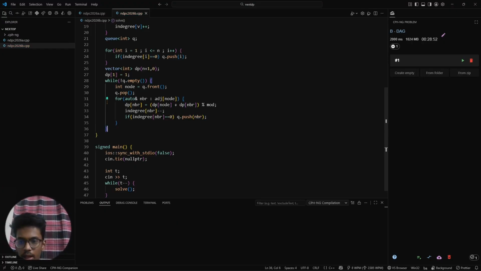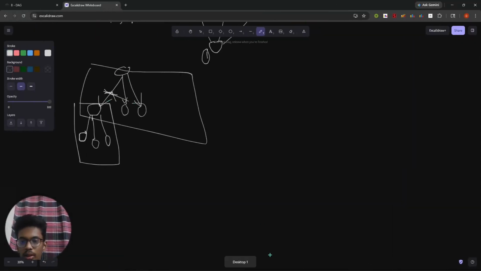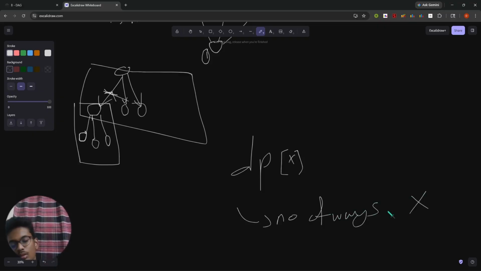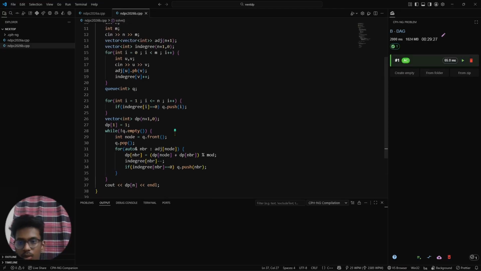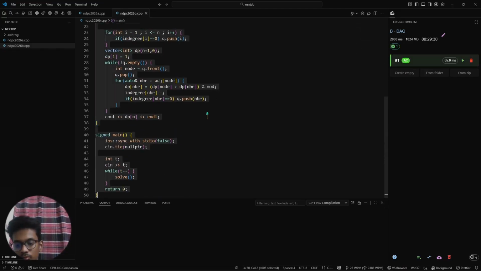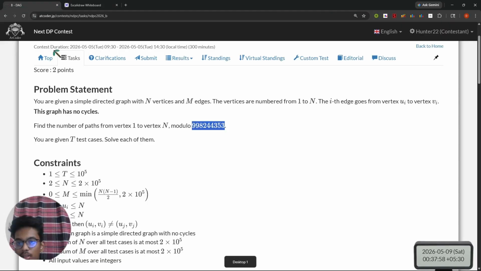Done. And final answer, where would the final answer be stored? You need to reach, okay, dp of some x denotes, in this case, number of ways to reach x. So number of ways to reach n would be dp of n. Done. So let us submit this.